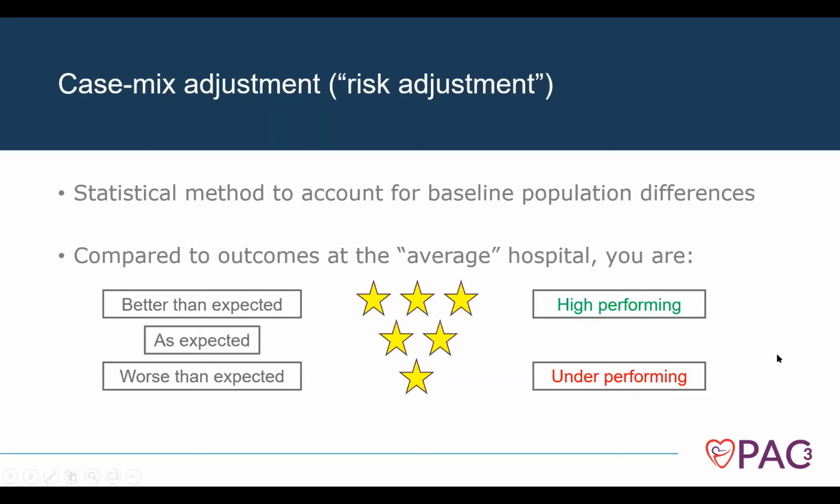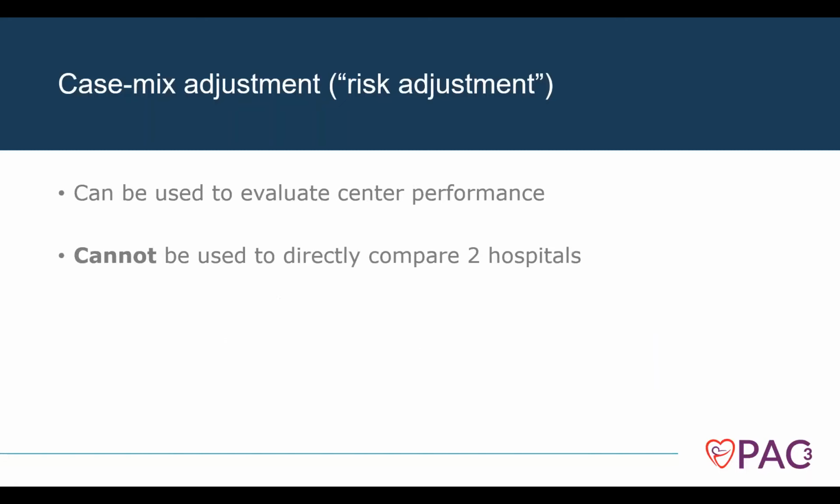So again, case mix adjustment allows for accounting for baseline differences in population among different centers and gives you a sense of an individual center's performance based on their patient population. Now, there are a couple of really important things to keep in mind here. Case mix adjustment or risk adjustment is a tool that can be primarily used for a hospital to evaluate their own performance. So when I look at, let's say, length of stay at Nationwide Children's Hospital, and we look at better than expected or worse than expected, that gives me a sense of whether or not that's an area of focus for us or an area of strength for us moving forward. And you can apply that across all the different outcomes that you perform risk adjustment for.